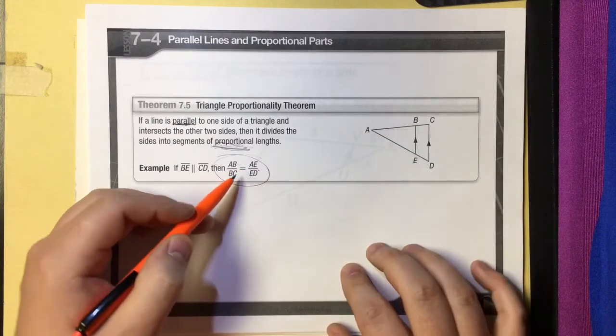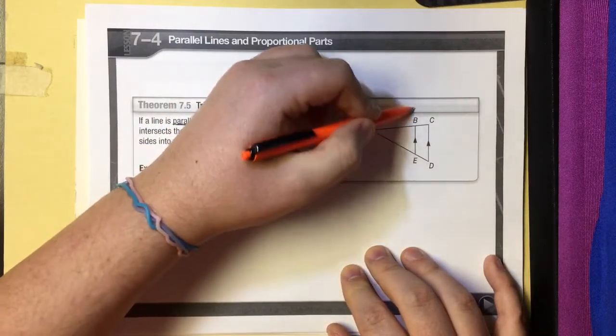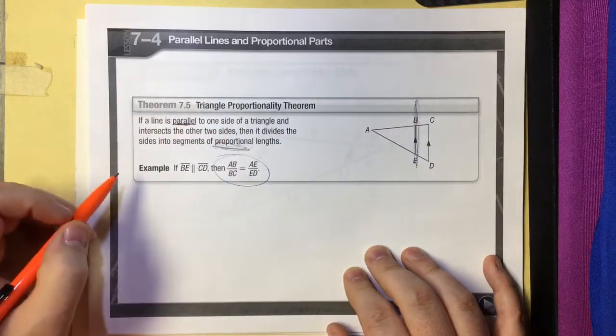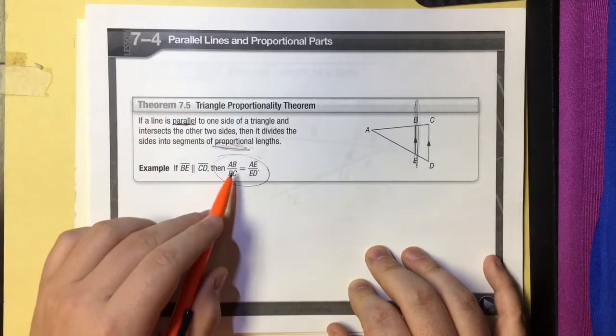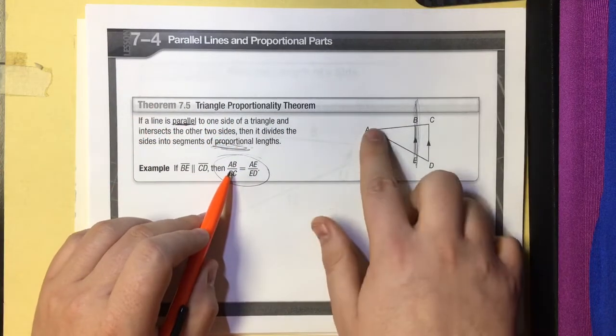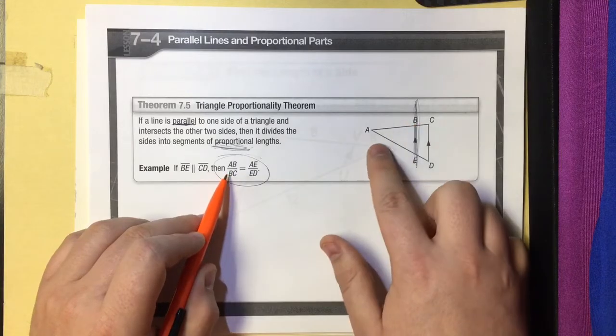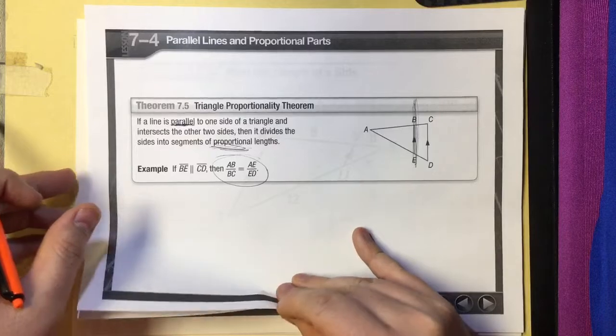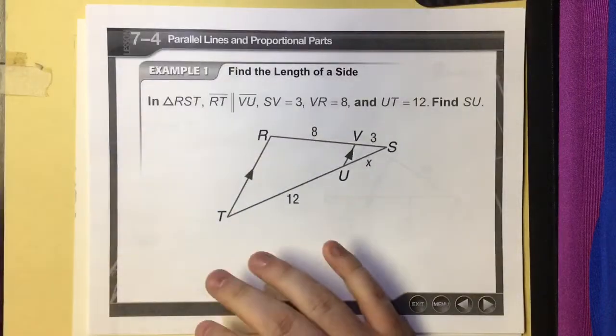I like to use that side that's parallel to one side, so this one right here, see it's parallel to that side of the triangle. I like to use that as my fraction bar, is how I think of it. So it's AB over BC and AE over ED, and then you can just cross multiply and solve from there.